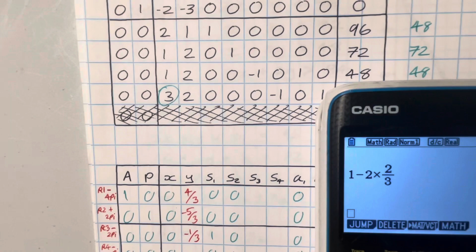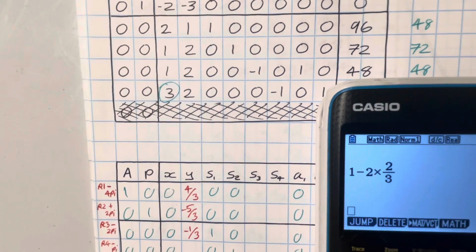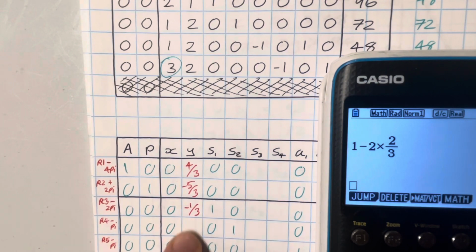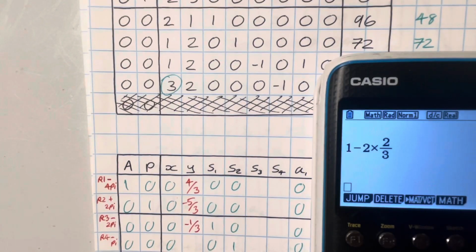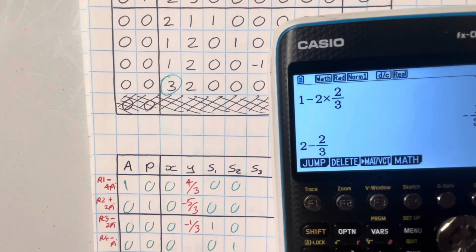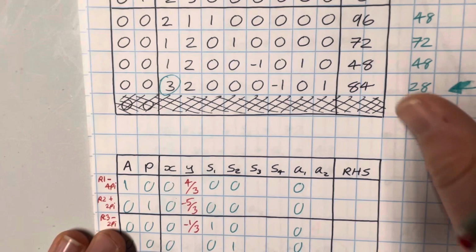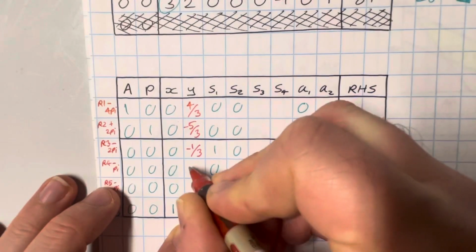And the next two are actually exactly the same because I both start with a positive 2 and I'm both subtracting the pivot element. So they're both going to be the same number in here. It's going to be 2, subtract the pivot element, which is 2/3. So that gives me 4/3. So that's the number that gets written in these two spaces.